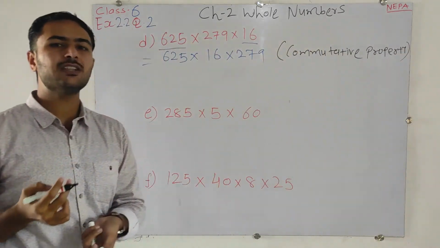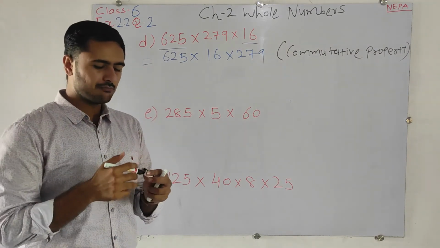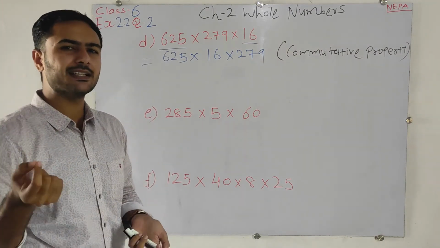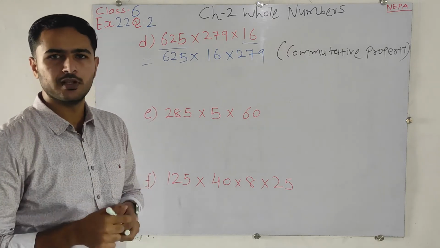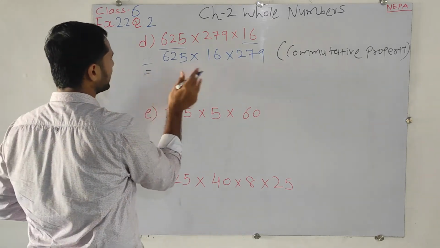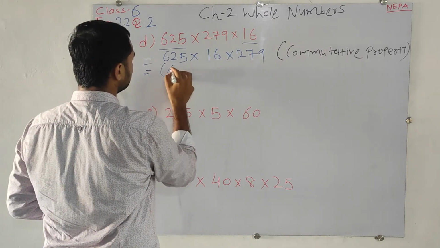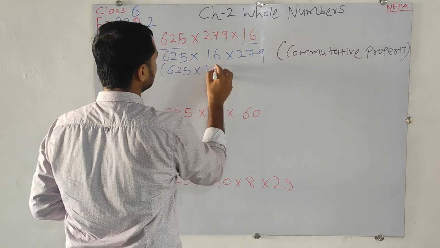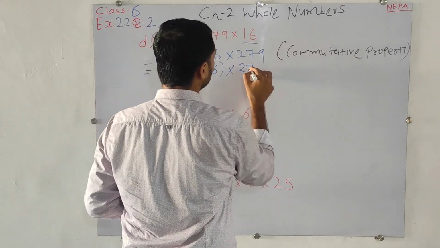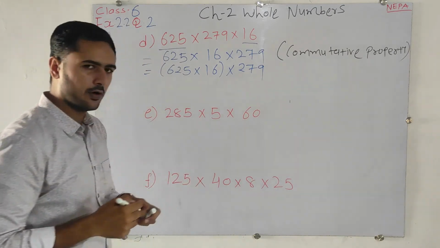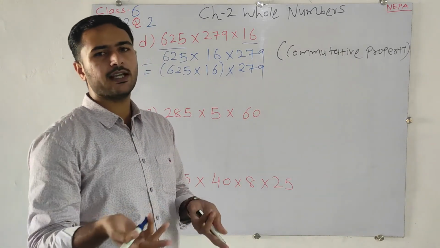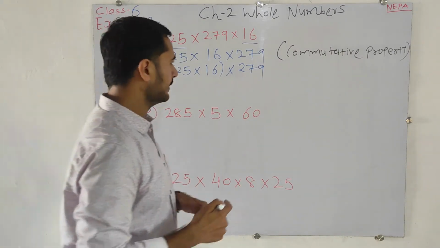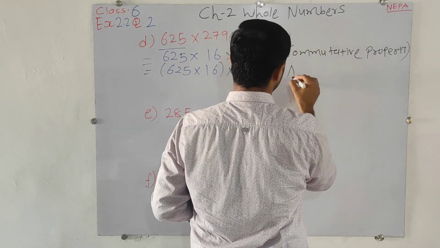Now, if you want to use the associative property here, you can. But for that, what will we do? In the associative property, we have to make the groups. So how will we do it? First of all, make the group for these two numbers, that is 625 multiplied by 16, multiplied by 279. Whenever you make a group of two numbers or three numbers, that is the associative property. So here I used the associative property.